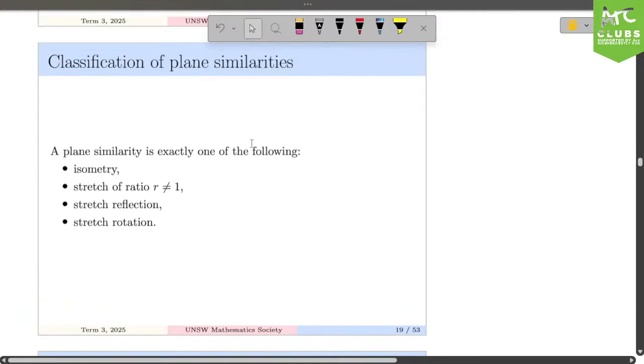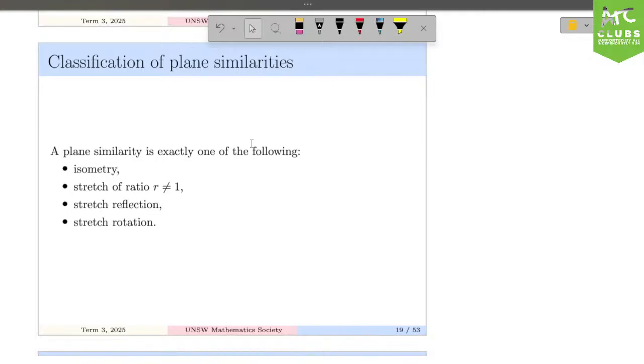Classification of plane similarities. A plane similarity is exactly one of the following: an isometry, a stretch reflection, or a stretch rotation. If it's not an isometry, it has to have a stretch component by definition. So we can just think of this as an isometry, or the product of a dilation and an isometry.